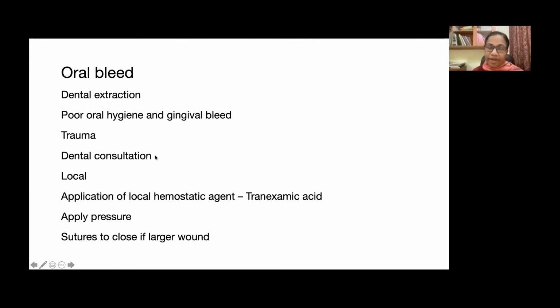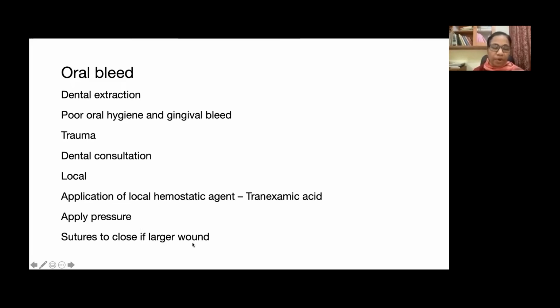You have to document everything for their reference also. And application of a local hemostatic agent: you should use tranexamic acid, make it a powder by dissolving in water, make it a paste and apply, and allow the child to drink a tablet dissolved in a glass of water, and apply pressure with a cold cotton, okay, and sutures to close if larger wound.